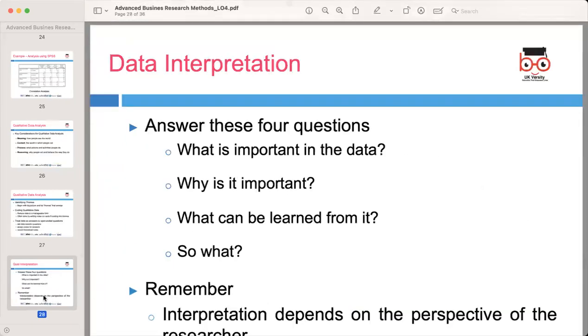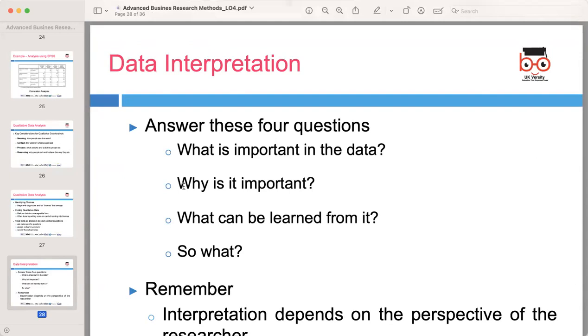Any questions so far, if anyone is there? Okay, so data interpretation. Answer these four questions. What is important in the data? Why is it important? What can be learned from it? So what? Anyone there, if anybody knows about these questions.